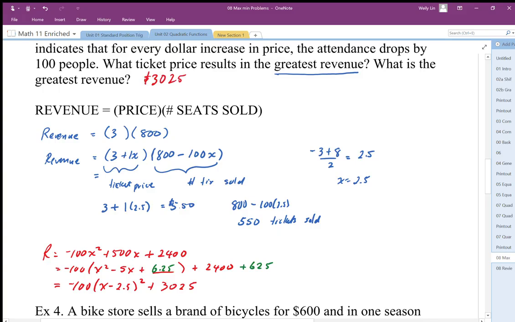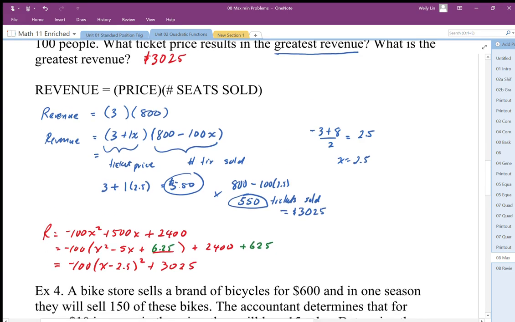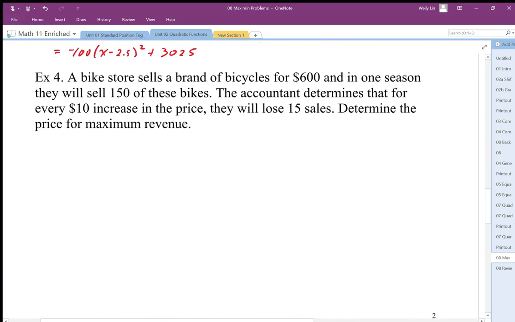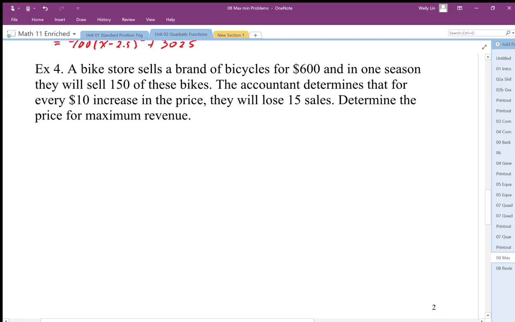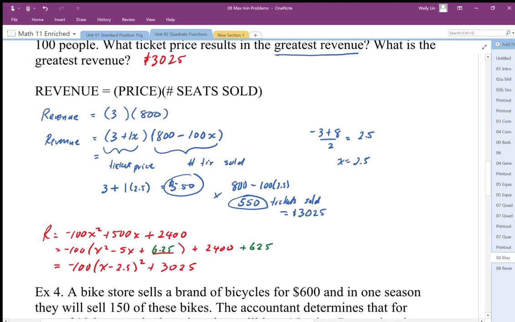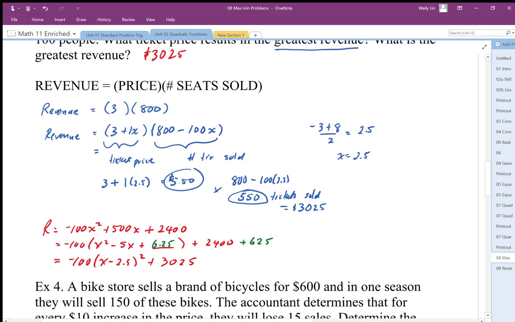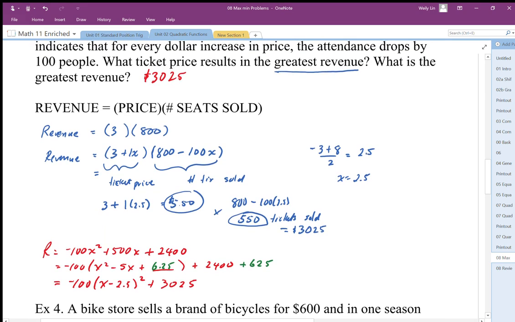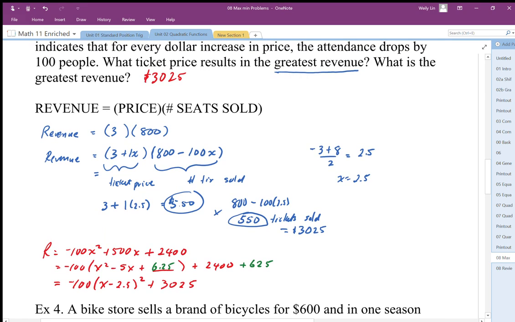So our maximum revenue is $3,025. We could also work that out once we had solved for the ticket price and the tickets sold. If we multiply those together, we end up with $3,025 for maximum revenue. So these types of revenue relationships tend to be quadratic, and we can find the max or min of these using quadratics.